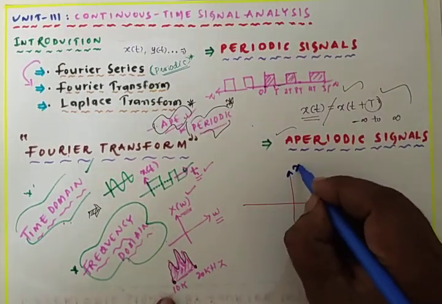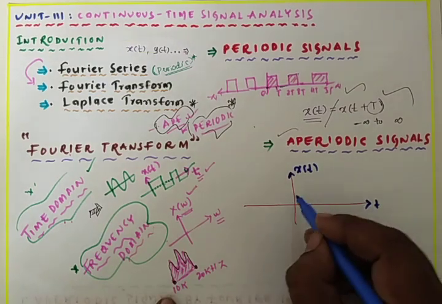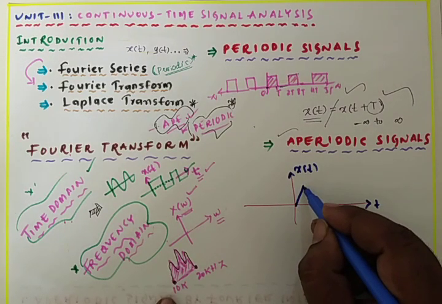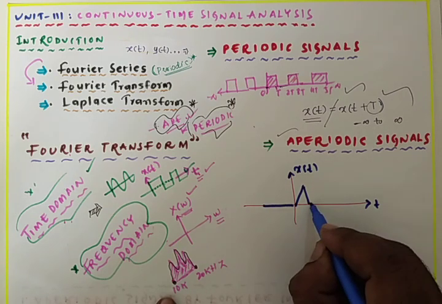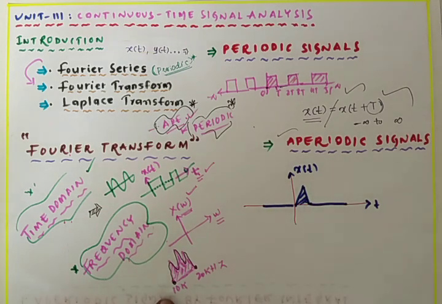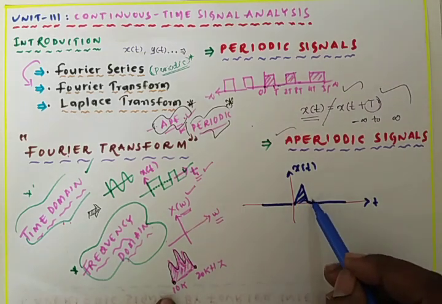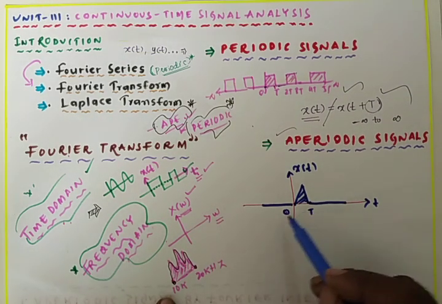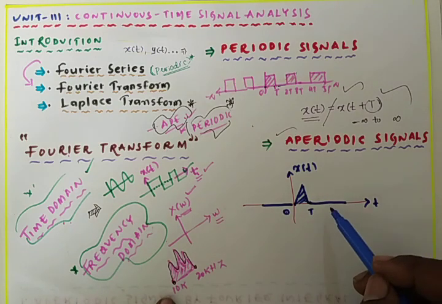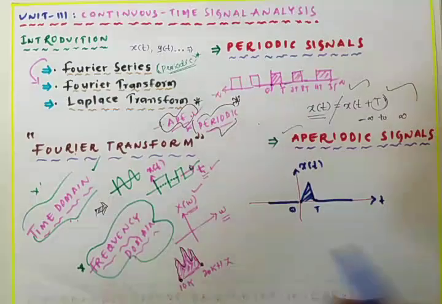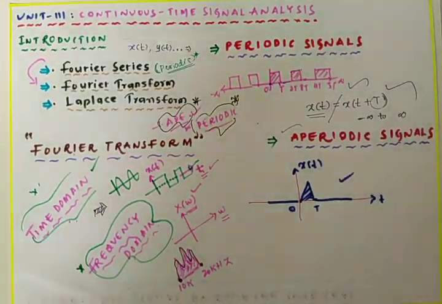So here we have a signal from 0 to T, and this signal is not repeating after a specific time interval, so this particular signal is named an aperiodic signal. Mathematically, a continuous time signal x of t is called a periodic signal if the condition x of t plus T equals x of t holds.